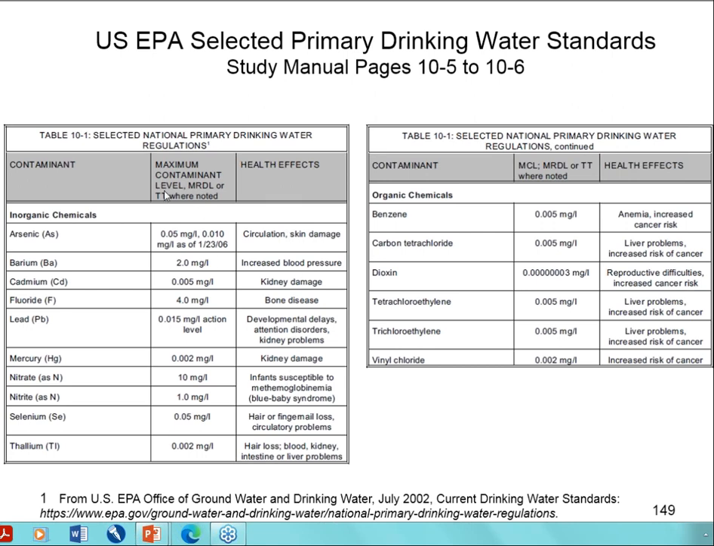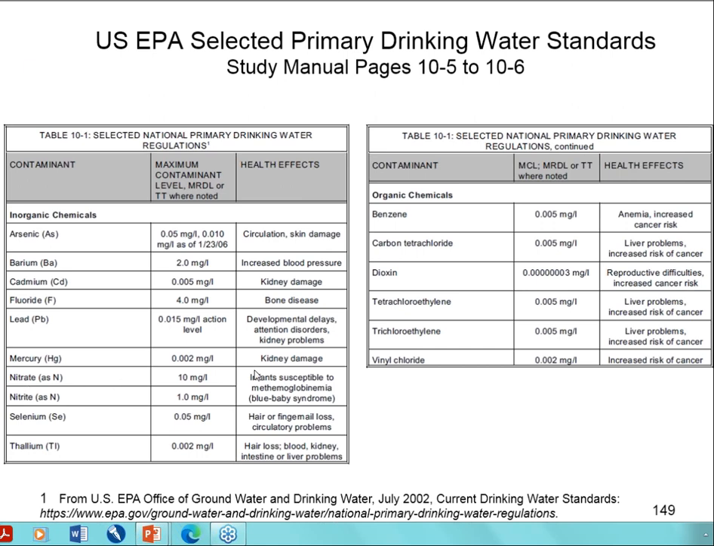So the MCL, which is the maximum contaminant level, we're going to use that term a lot, MCL, is our goalpost. So we want to have no more than that in our drinking water.